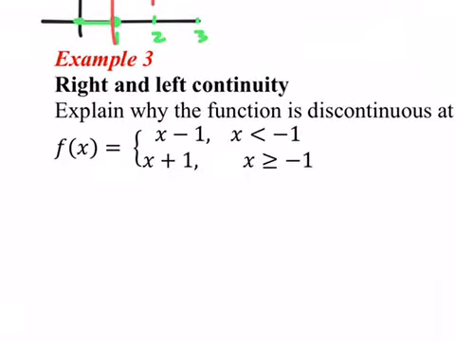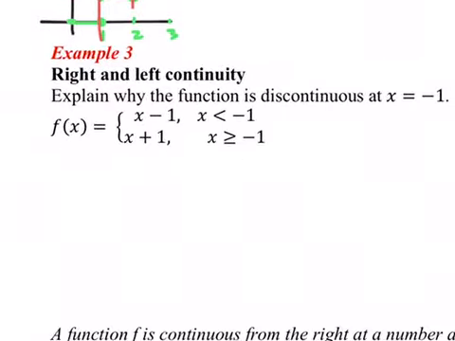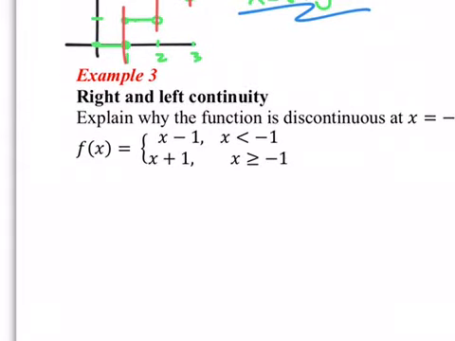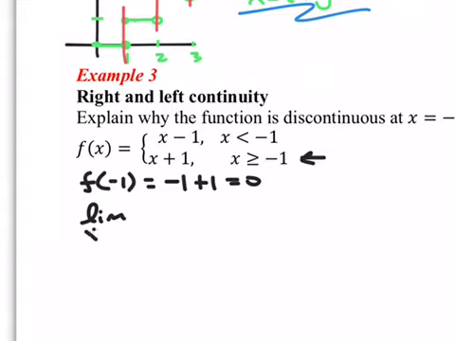Alright, so let's look at right-hand and left-hand continuity, explaining why this function is discontinuous at x equals -1. So do I have an output for -1? I'll just check the endpoint of that interval. Alright, so I'll just plug in a -1 for x. So it looks like I get 0. Now coming from the left side of -1, all I'm going to do is input -1 here, on the endpoint of that interval. And it looks like I get -2.